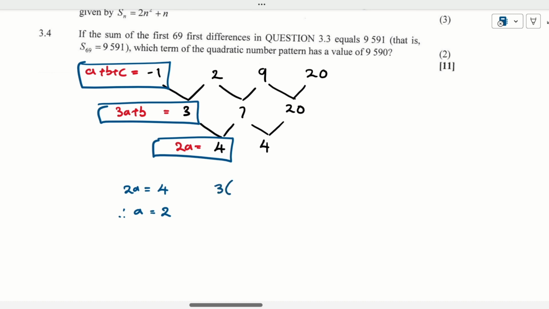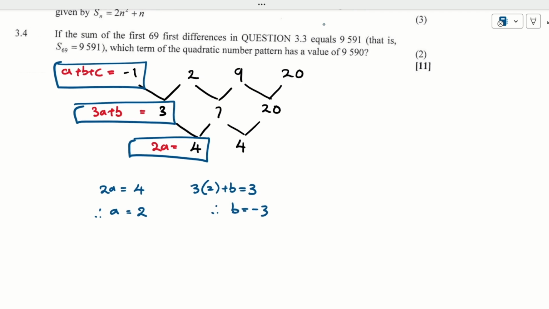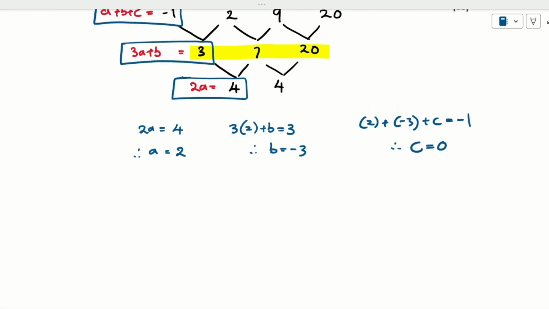Now 3a plus b is equal to 3. Therefore b is equal to -3. Now we can determine c. So we've got 2 plus -3 plus c equal to -1. Therefore c is equal to 0. We can write the final form. Tn is equal to 2n squared minus 3n, and this is our general solution.